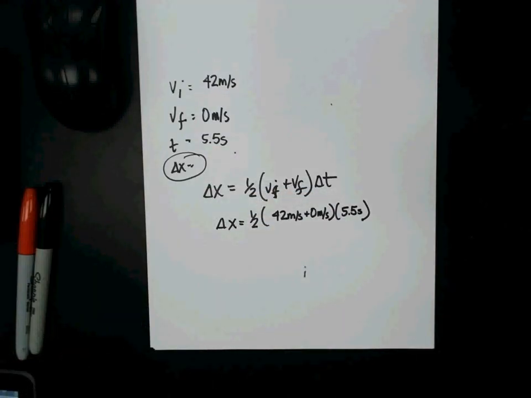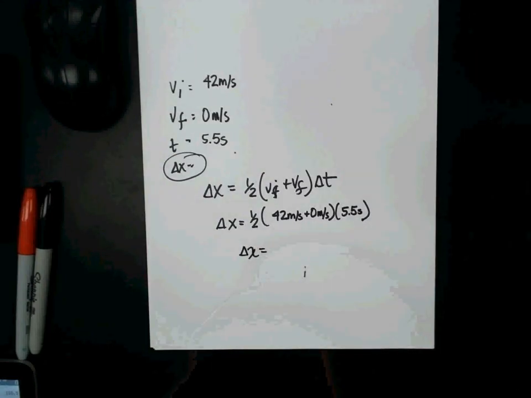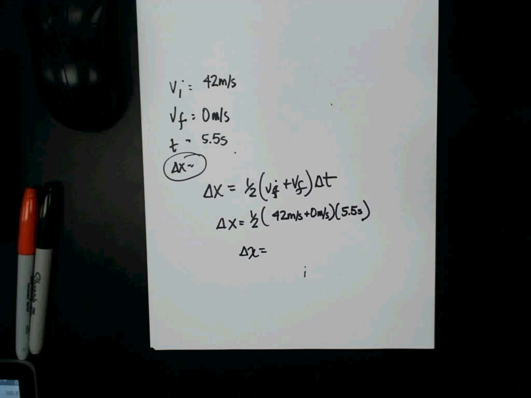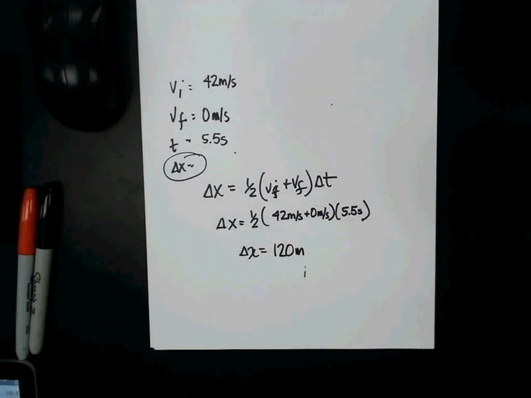So we get 0.5 times 42 times, oh, somebody's been using this calculator. I would like an answer for delta x in the correct number of sig figs. Yes? 120 meters. Well, let's see what everybody else gets.